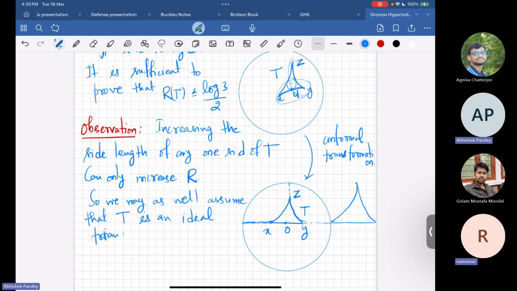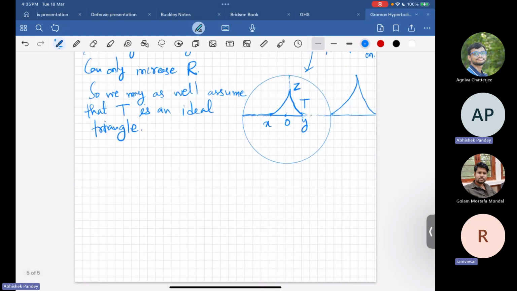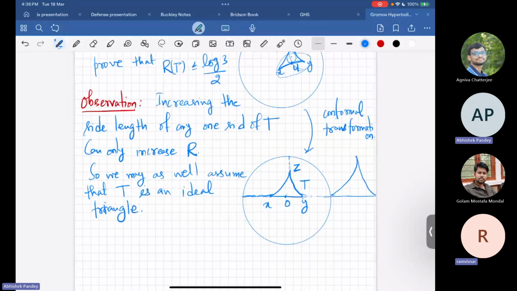Can you repeat, what is the ideal triangle? Actually, I missed that point. I have understood up to the point that it's enough to consider the geodesic triangle, one of whose geodesic sides is on the real line. Yeah, that part is clear. Okay. After that, what is an ideal triangle?